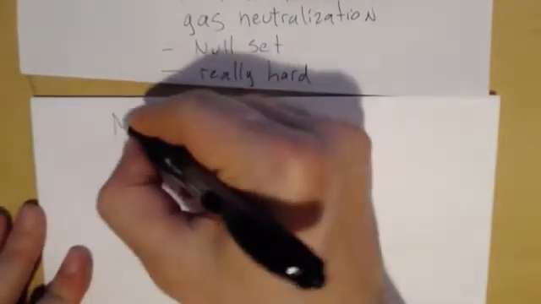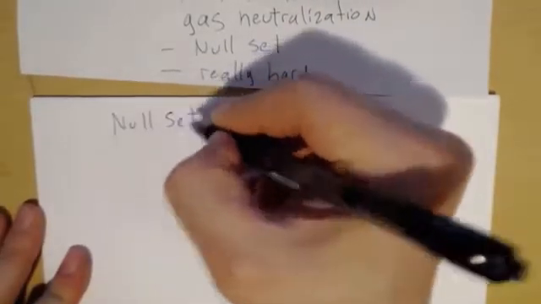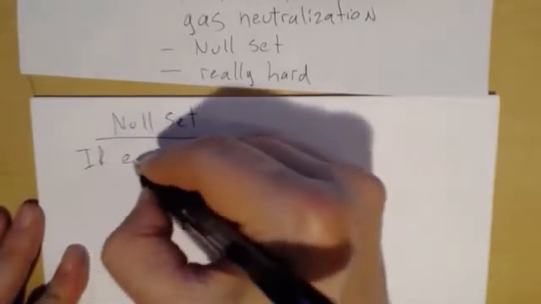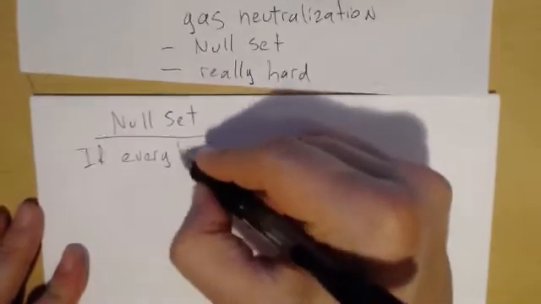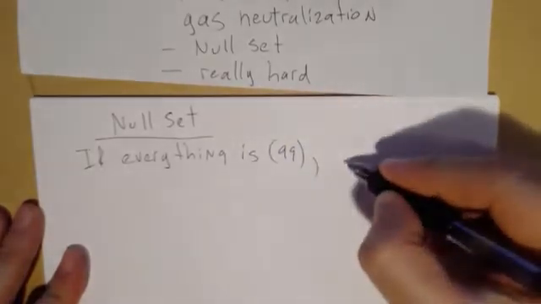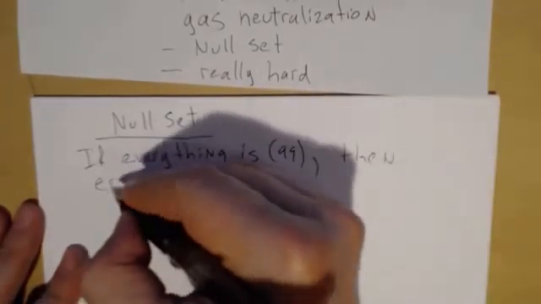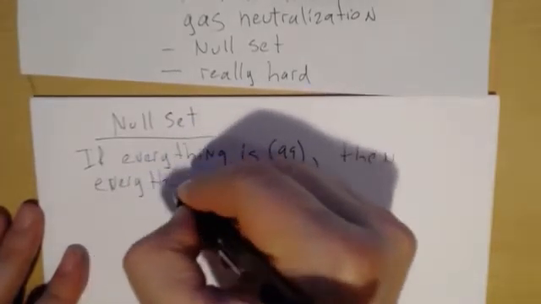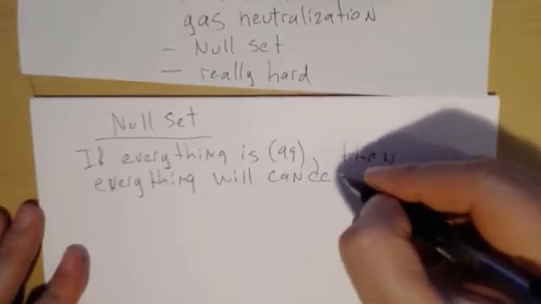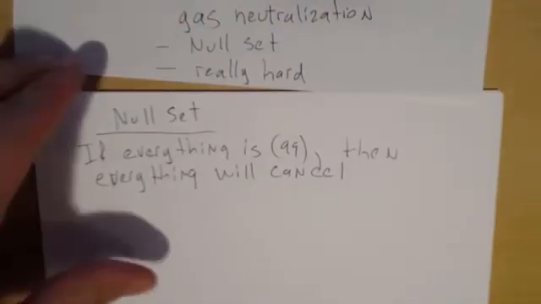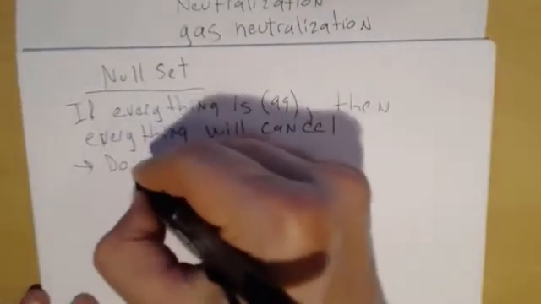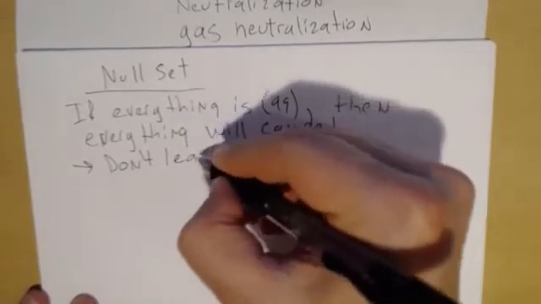Mr. Kant wants to do null set. And so my statement for null set is if everything is aqueous, then everything will cancel. People were asking on the lab, do I just leave it blank? No. Don't leave it blank. There's an answer we can give.